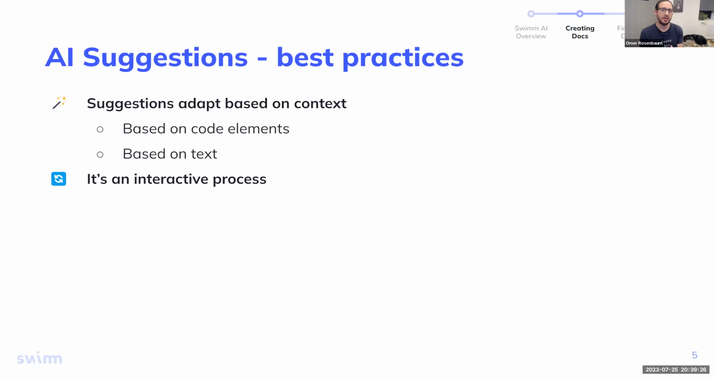Another thing to understand is that it's an interactive process. So we could generate a full document for you based on a title, but from testing with many users, we saw that the best results come from combining what you as a human know about the code and no one else knows, and what AI can do to understand from the code and combine those together.